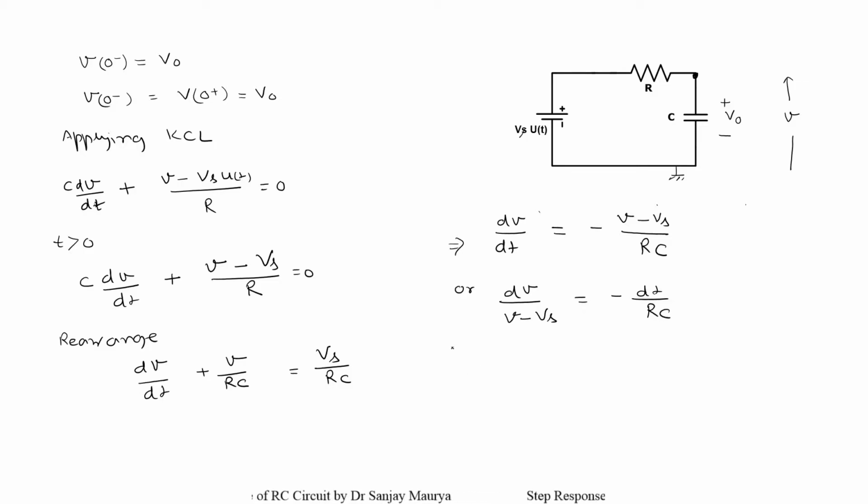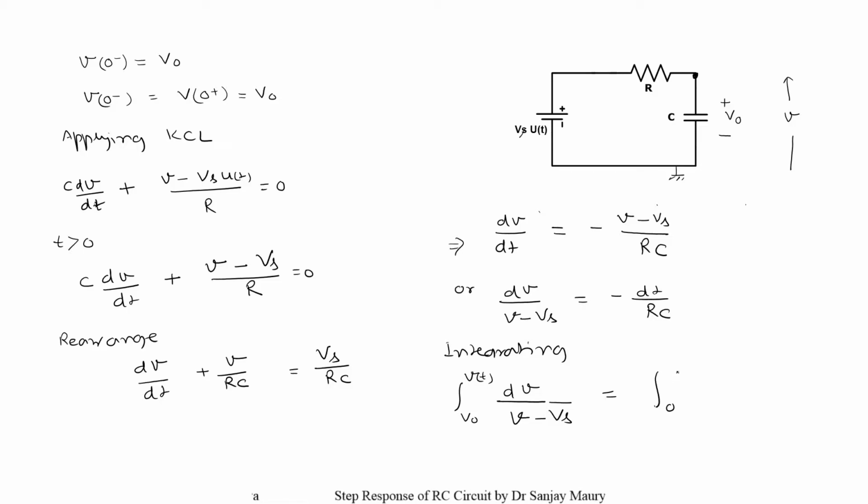I am integrating on both sides, and this integration is up to the time t. So I can write it with the limits: the initial voltage across the capacitor is V naught, and after time t the voltage across the capacitor becomes V(t). So I can write it as the integral of dV over (V minus Vs), and this will be 0 to t of dt by RC.